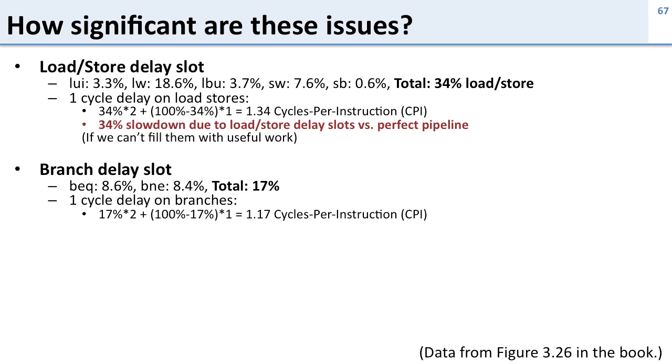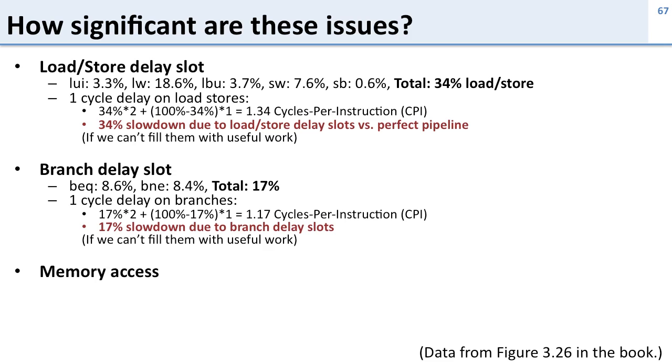So 17% of the time we're going to take 2 cycles, and the rest of the time we're going to take 1 cycle. So this is a cycles per instruction of 1.17. That is, on average, we're going to spend 1.17 cycles for every instruction due to these delay slots. So that's a 17% slowdown due to branch delay slots. And again, this is true if we can't fill them with useful work.